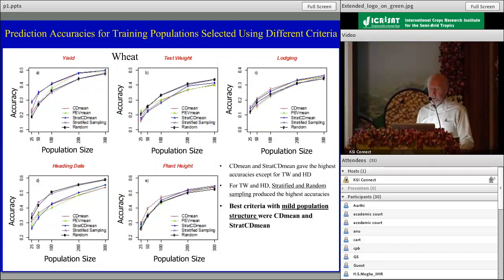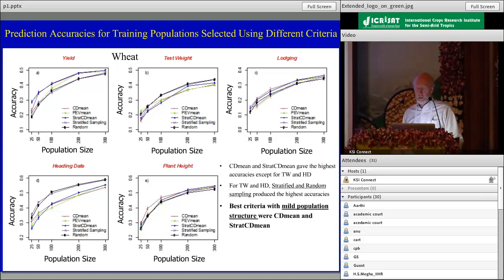So these are the results of the sampling and the accuracy using different training population sizes. The training population sizes are shown along the bottom, and the accuracy is shown on the side. In the wheat data set, except for test weight and heading date, the CD mean and the stratified CD mean were most effective. So those are the blue and the red lines. They're probably kind of difficult to see back there. But for test weight and heading date, the stratified and random sampling gave the highest accuracies. And I'm going to come back to that.